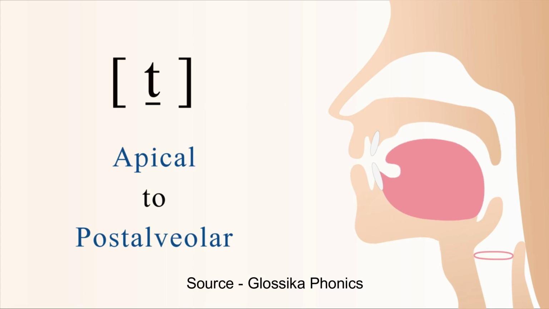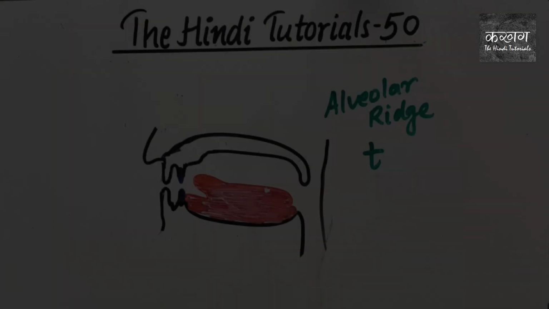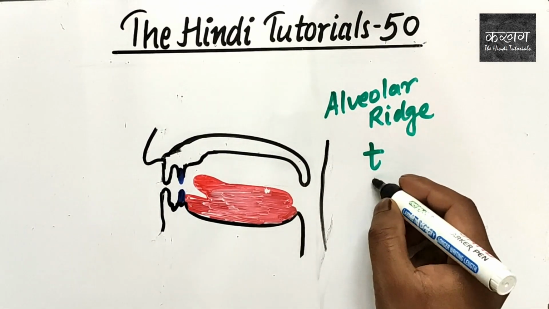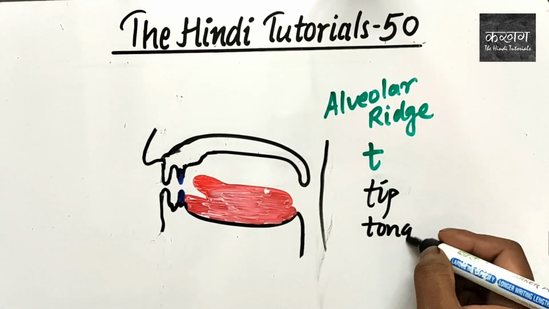T, T, a T. So you can verify it right now by pronouncing the words tip or tongue.